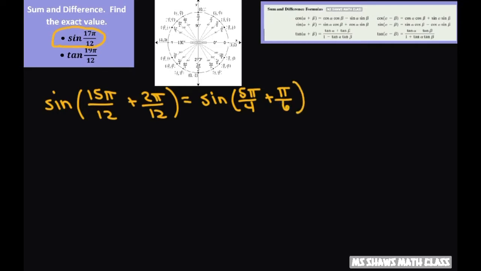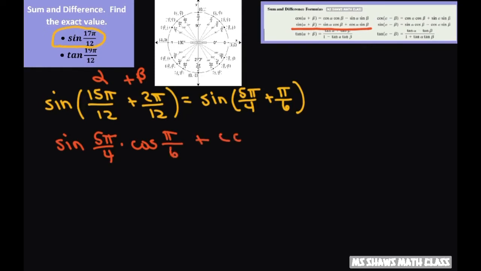Since we have this form, this is like alpha plus beta, we have a plus. So this is the formula we are going to use. We have sine of 5 pi divided by 4 times cosine of pi divided by 6 plus cosine of 5 pi divided by 4 times sine of pi divided by 6.